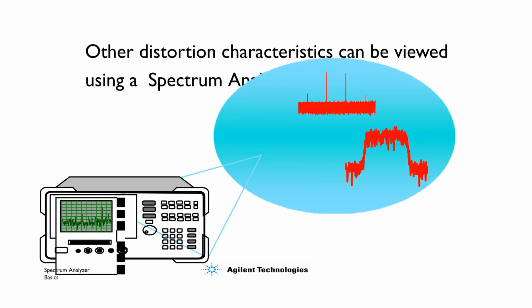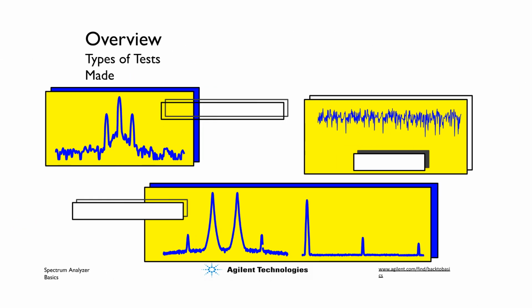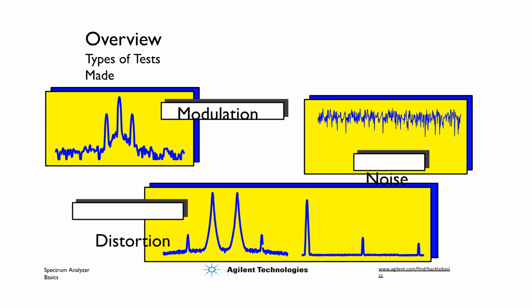Other distortion characteristics can be observed using a spectrum analyzer. The display shows various signals, including modulation, noise, and distortion products in the frequency domain. The spectrum analyzer is used to perform different types of tests, categorized as modulation, noise, and distortion measurements. These tests analyze the frequency content and characteristics of signals.